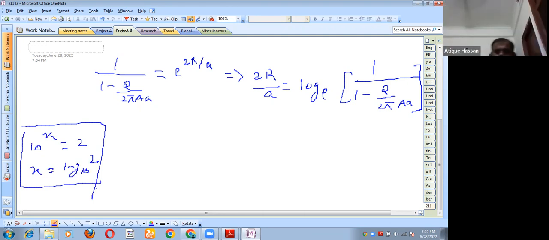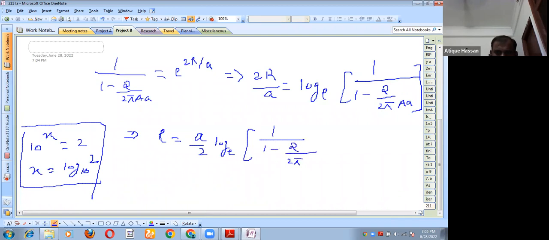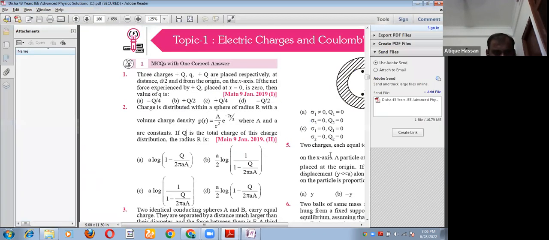2r by a will be equal to this. So from here we can calculate r. R will be equal to a by 2 log base e of 1 by 1 minus Q by 2 pi a into small a. It can be rearranged also, but here we can check the options.